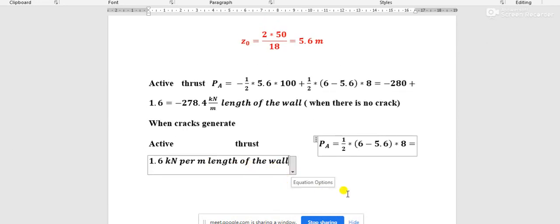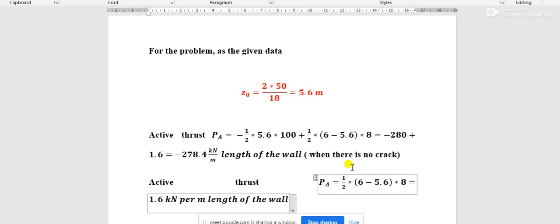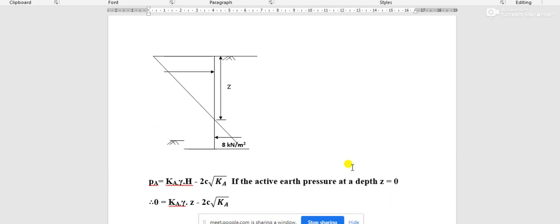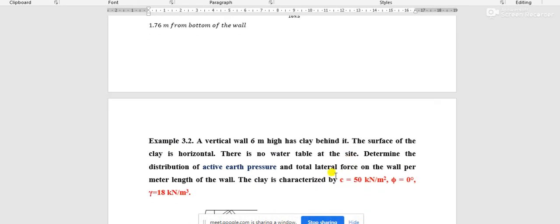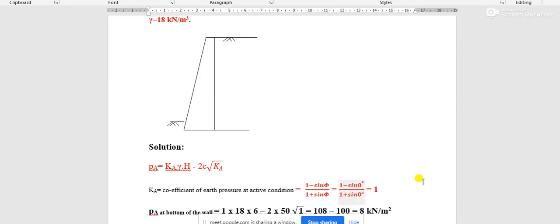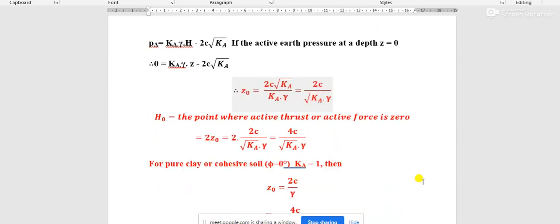Okay, now this is the full problem of this type, where the value of C is there and the value of phi is 0. That means purely cohesive soil, or pure clay, is there in the backfill soil.